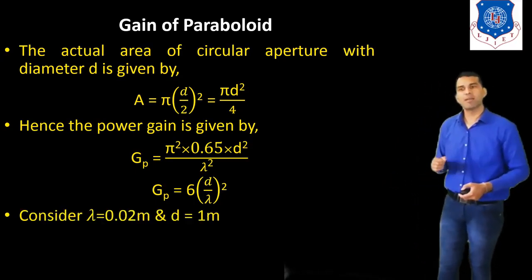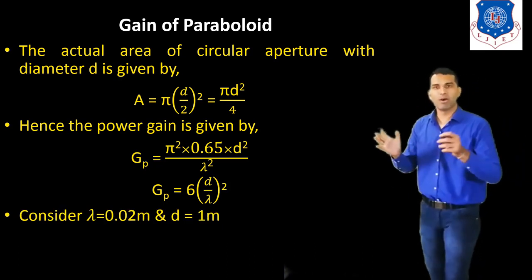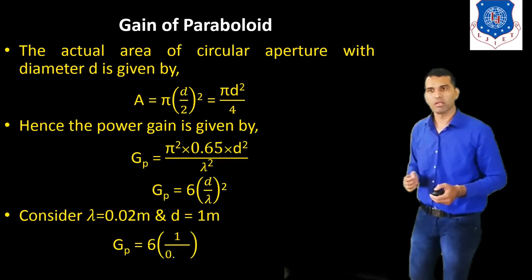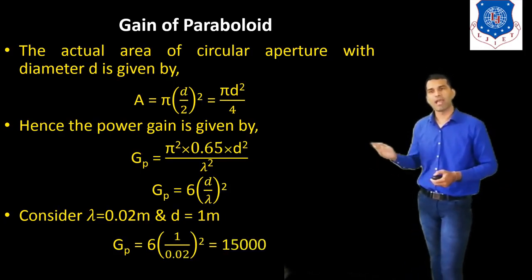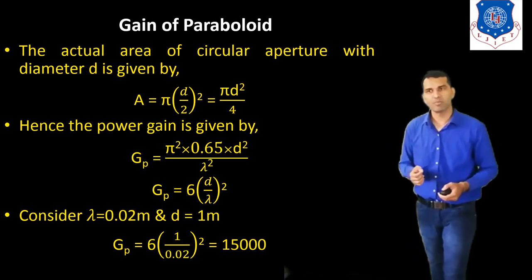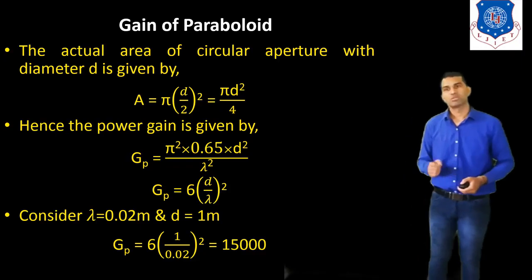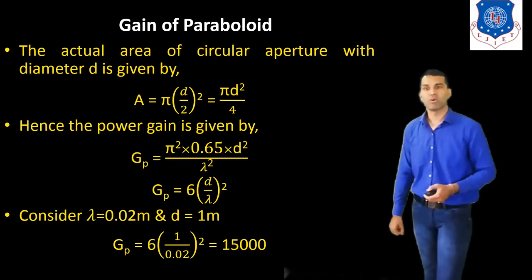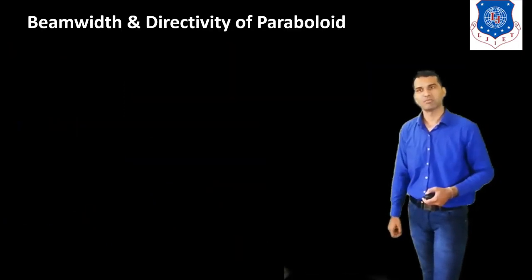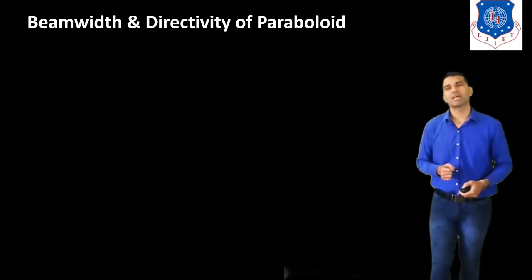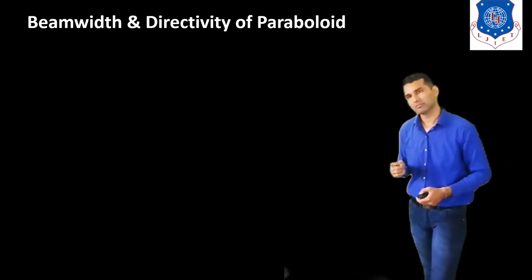Now we consider λ = 0.02 meter and diameter d = 1 meter. So we can write Gp = 6 × (1/0.02)², and we get the gain equal to 15000.